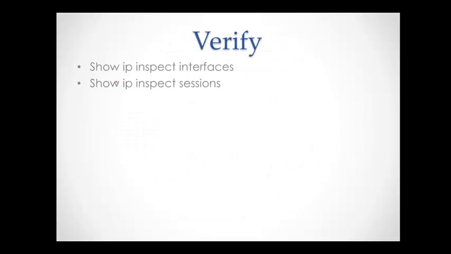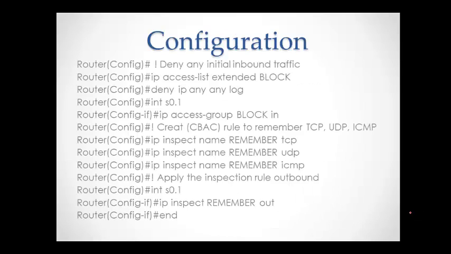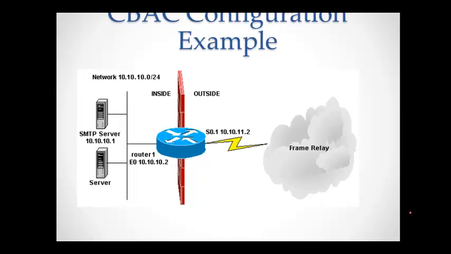Alright, so to verify, these are the commands we will use: show IP inspect, and then the interface name we will type, or show IP inspect session. Make a note of these two commands. Make a note now. Alright, so before we go into zone based firewall, let us finish the configuration of CBAC.